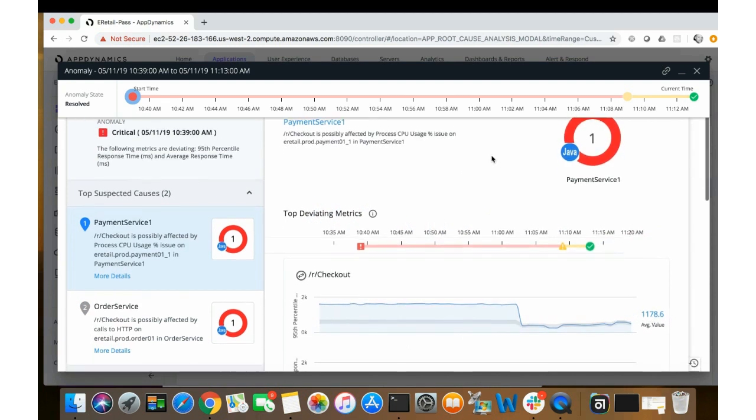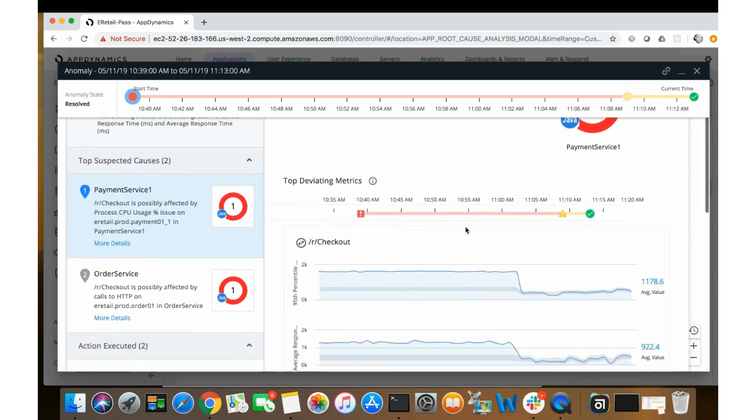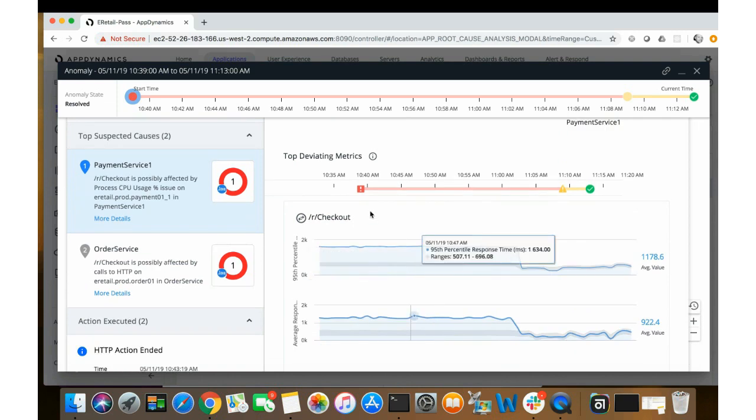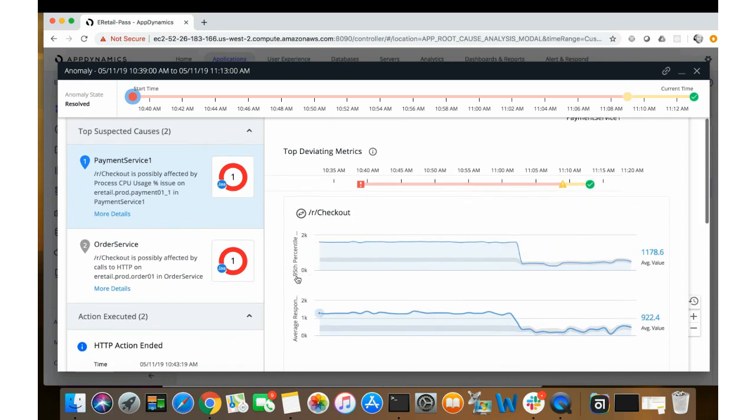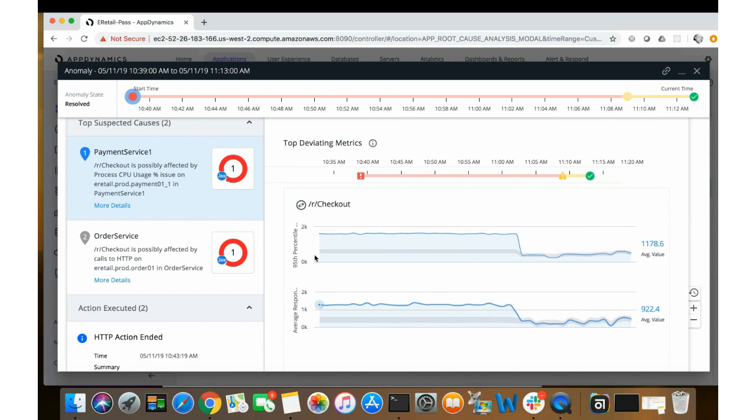So at the top here, we have the timeline, and we can see that these are metrics associated with this business transaction. So again, we have the 95th percentile and the average response time. And we can see here that there's a gray bar going through, and this gray bar indicates the expected range of this particular metric. And we can see that the 95th percentile and the average response time are both very elevated. They're much higher than the gray bar.